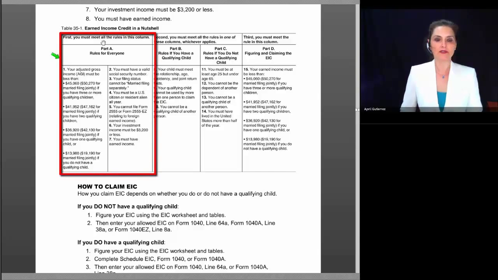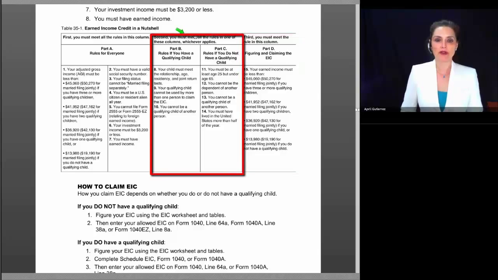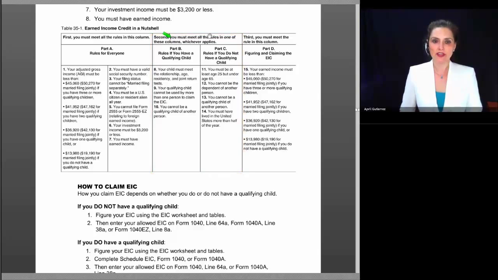It's divided into three distinct sections. We have Part A, we have Part D, and they're really quite similar. And then in the middle section between those two, we have Part B and Part C. Part B is rules that apply to people who have qualifying children. Part C is rules that apply only if you do not have a qualifying child. And then Part A and Part D apply whether you have a qualifying child or not.